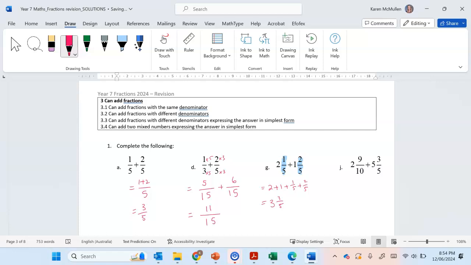You could change them to improper fractions, but if you did do that, then you've got to go back and put them as a mixed number, which can be quite time consuming. So just separating them.